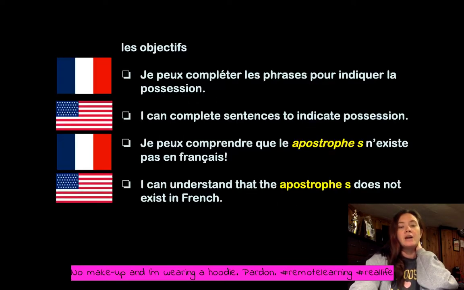Okay, all right, les objectifs. So you'll note by the little flag, le français, l'anglais, that the objectives are listed in two languages. So I'm just going to read the French, you can read the English on your own. Je peux compléter les phrases pour indiquer la possession. Je peux comprendre que le apostrophe S, sorry, n'existe pas en français. Okay?